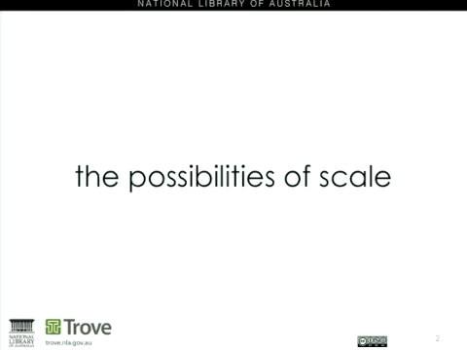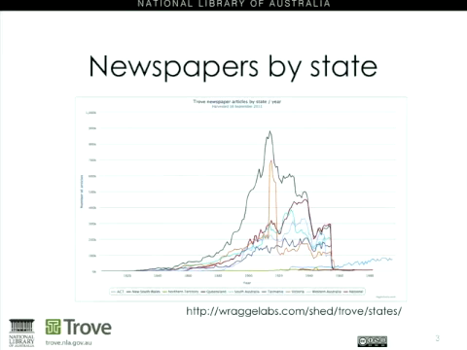This is a picture from last week. This represents the number of newspaper articles per state over time. So the black line at the top is New South Wales, from 1803 through to 1990, something like that.